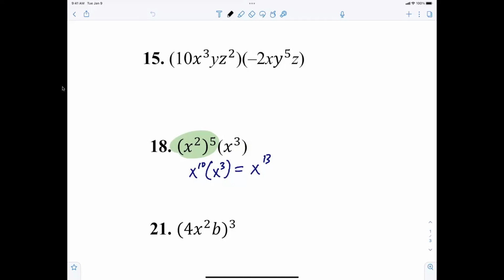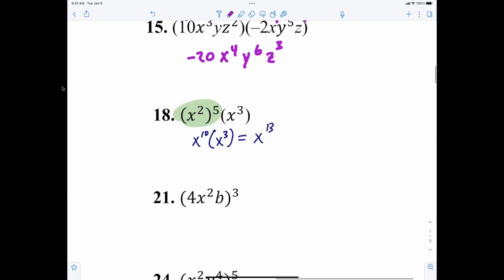All right. So for us, multiplying 10 times -2 is -20. Then you just look at the variables. If there's not an exponent, remember it's a 1. And then the rule is you add exponents. So x cubed times x is x to the 4th. Y times y to the 5th is y to the 6th. And z squared times z is z to the 3rd power. So those are the basic rules for multiplication.